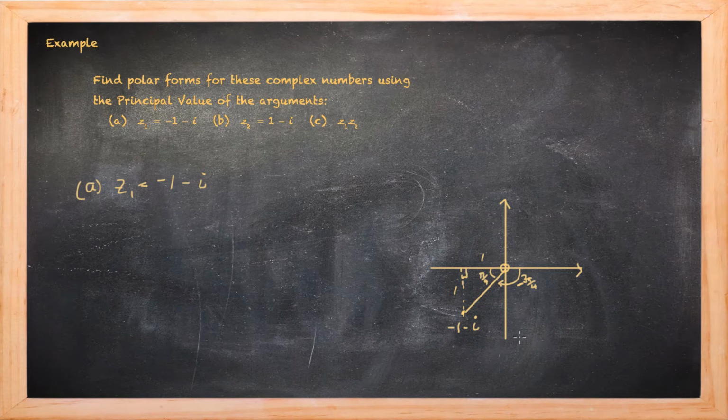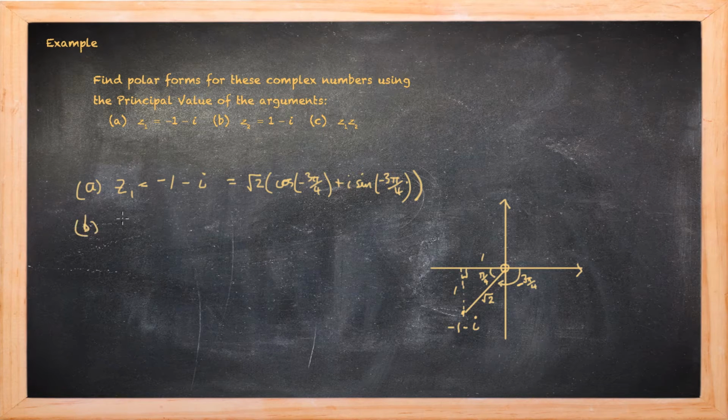So we can now establish the polar form. Remember the modulus there: the square root of 1 squared plus 1 squared, that would be root 2. Let's put that in. So root 2 times cosine of -3 pi upon 4 plus i sine -3 pi upon 4.